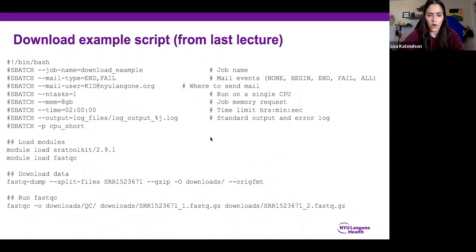If you want to run this, you can copy this from the slides. Just make sure you change the email over here. We can go through this again to remind everyone. So the top job name is just the download example job name that I gave it. If there's any failure or when the script ends, it'll email me. Put your email here. I'm giving it 1 CPU to run on, 8 GB of memory. This is 2 hours of time to run. And then this is the path for my log file output. And then I'm telling it the partition should be CPU short.